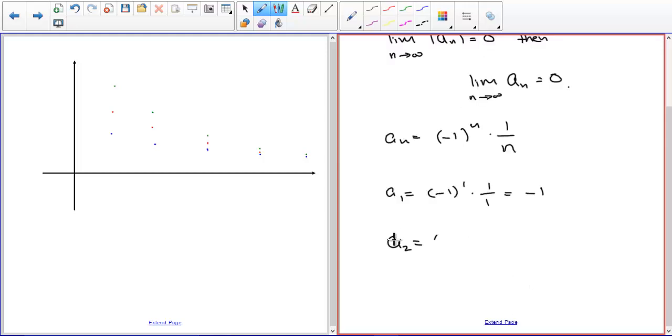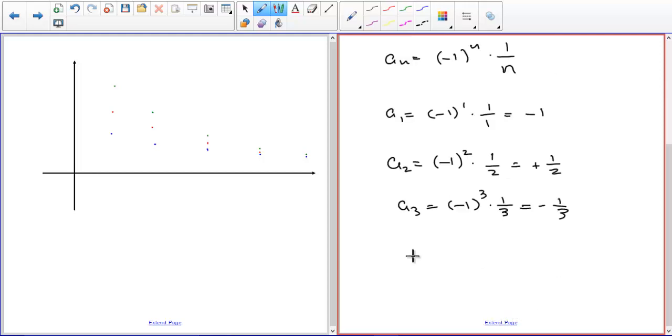And a sub 2 would be negative 1 squared times 1 over 2, which is positive 1/2. And a sub 3 would be equal to negative 1 cubed times 1/3, which is going to be negative 1/3, etc. So we know the next term, a sub 4, is going to be equal to positive 1/4.